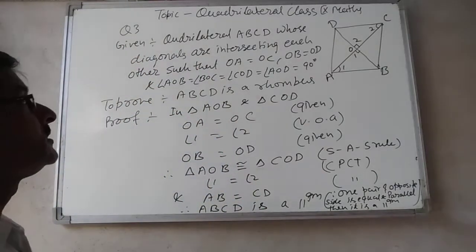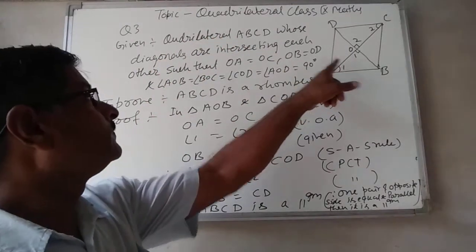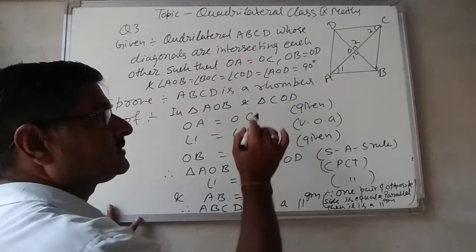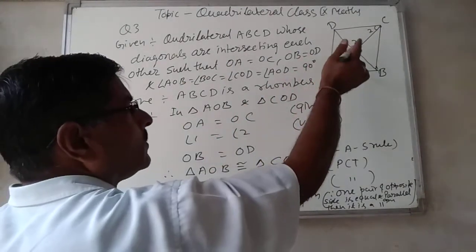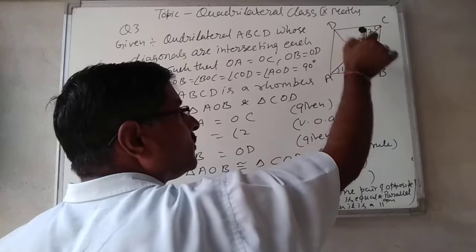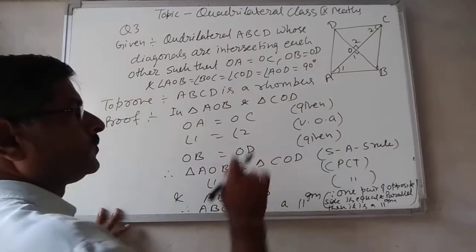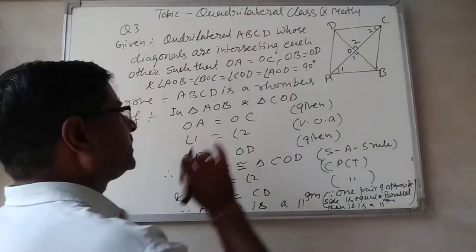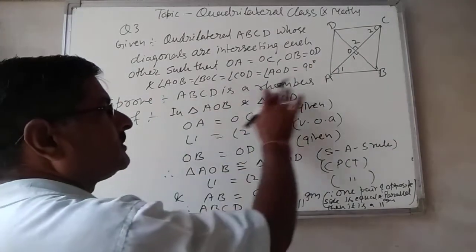Question number 3, it is given that quadrilateral ABCD, whose diagonals are intersecting each other such that OA is equal to OC and OB is equal to OD, and angles AOB, BOC, COD, AOD are equal to 90 degrees. To prove that ABCD is a rhombus.